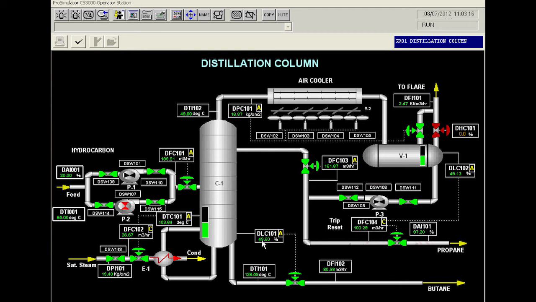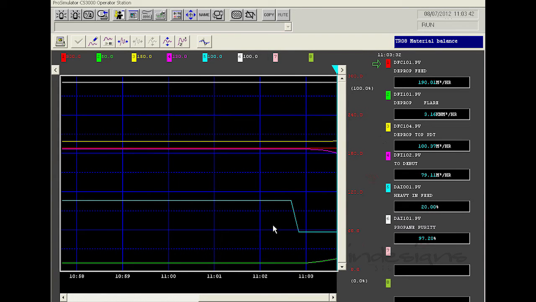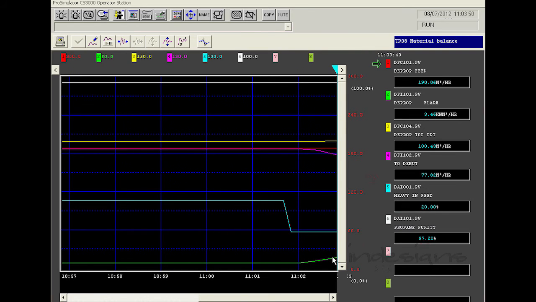Already we have seen the bottom level coming down, which in turn reduces the bottom flow out of column. The uncondensed vapor flow is increasing and the column top drum level is also increasing, which in turn increases the flow of product propane. So let us go to the trend page where you can see the feed quality was reduced to 20%, and that increases the flow to flare. Bottom flow comes down and the product flow will increase.